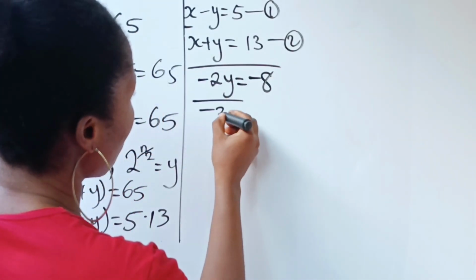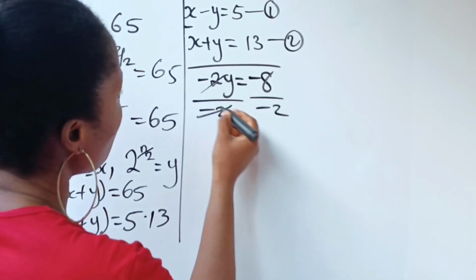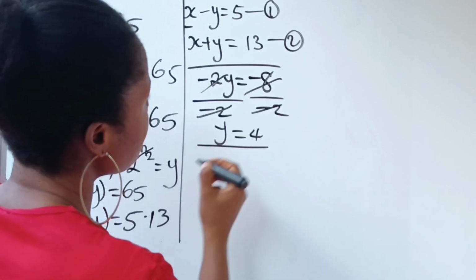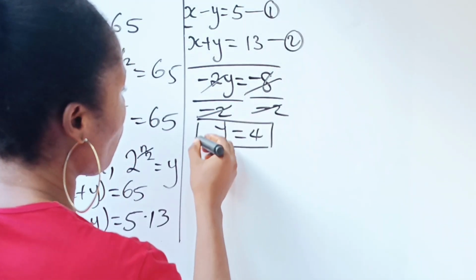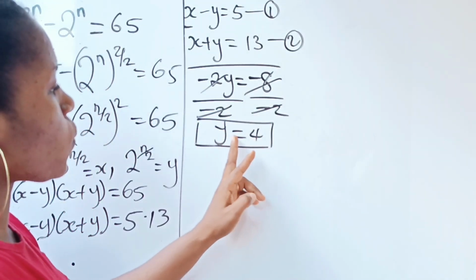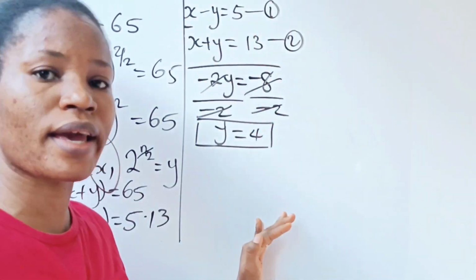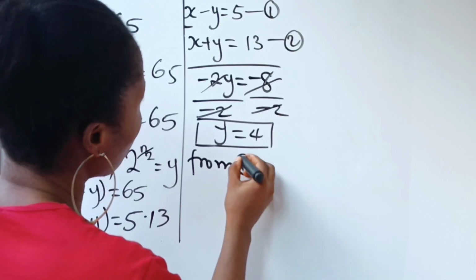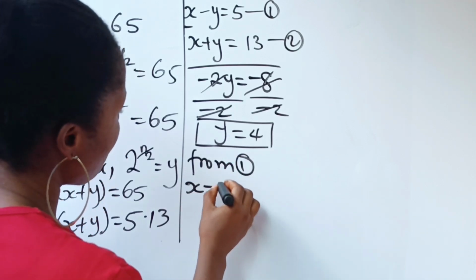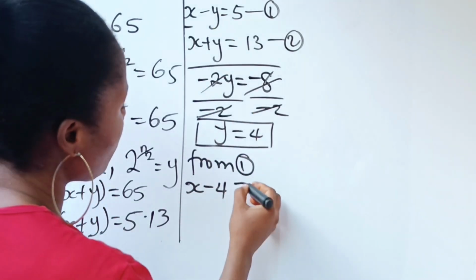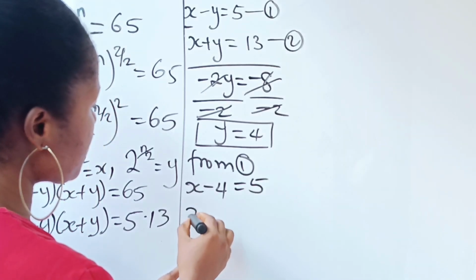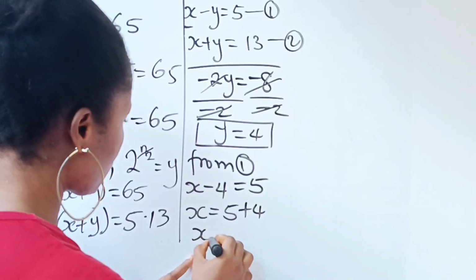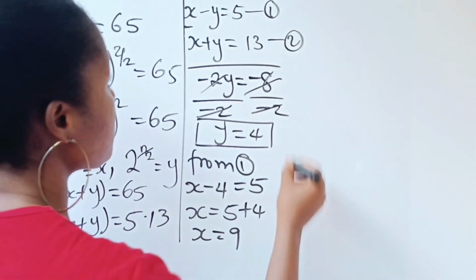Now let's divide through by -2 divided by -2, and we have that y is equal to 4. Now this is the value of our y. Now we can substitute y equal to 4 into any of these equations to get our x, right? From 1 we can say x minus 4, our y is 4, is equal to 5. So this simply means that x is equal to 5 plus 4, so x is equal to 9.